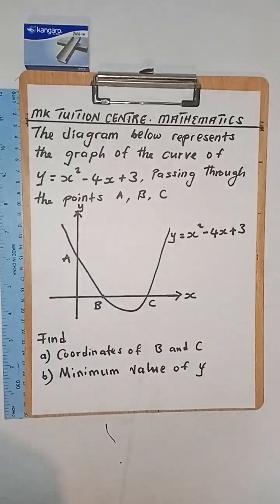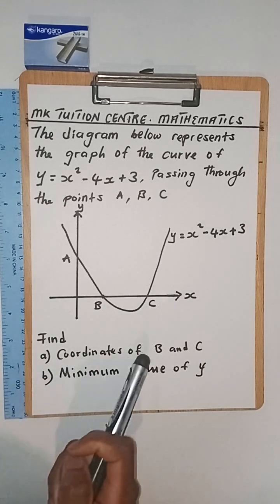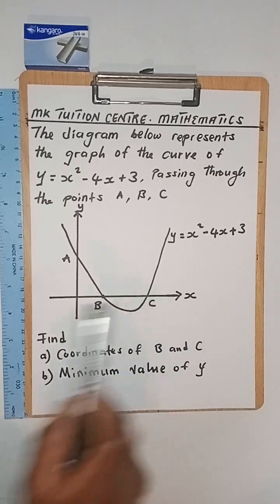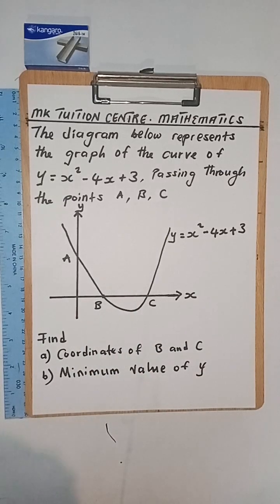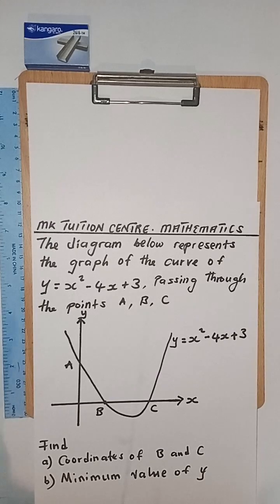We have another question under graph functions, and if you want the question, just pause the video and take a screenshot. All right, now let us find the coordinates of B and C. We have B here and C right there. Okay, we are looking for B and C, the coordinates.